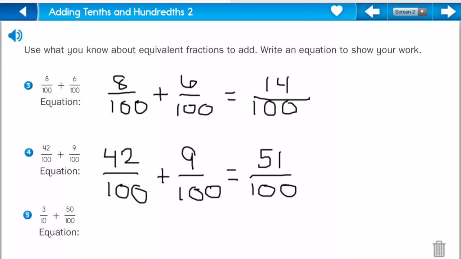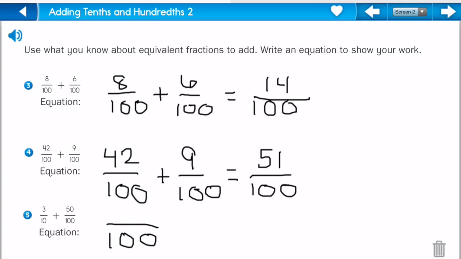So this one looks a little different. I have 3 over 10 plus 50 over 100. And I know that I can't add together two denominators like that. So I need to change my 3 tenths into hundredths. So how am I going to do that? Change my denominator to 100.